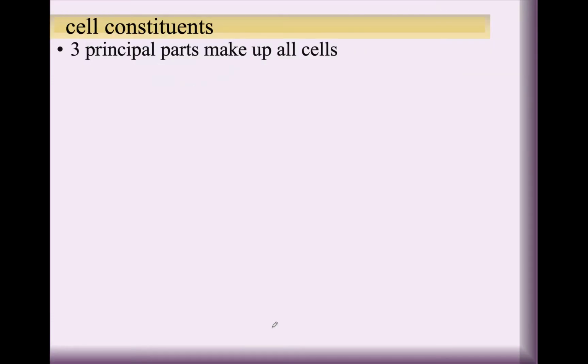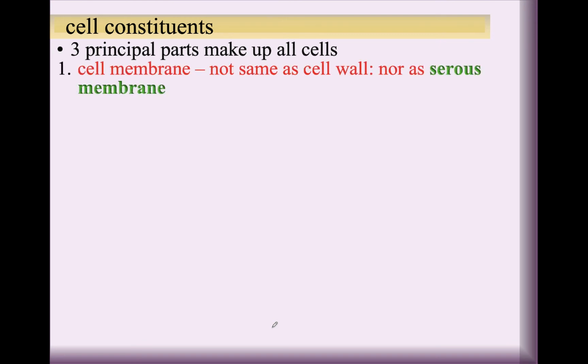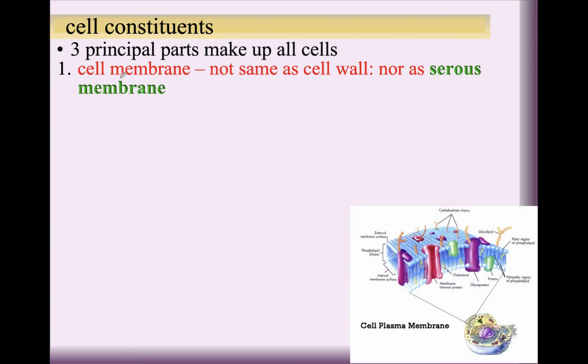There are three principal parts that make up all cells. Okay? And the outermost part is the cell membrane. Okay, cell membrane, look at it, here it is. It's a phospholipid bilayer. Those of you who had some biology and have studied plant cells know they have cell walls. Human cells don't. So the cell membrane and the cell wall are different. They're not the same. Earlier in the semester, we talked about the serous membrane. It also is different than the cell membrane. The serous membrane is made up of epithelial cells. The cell membrane is made up of phospholipids and other things.